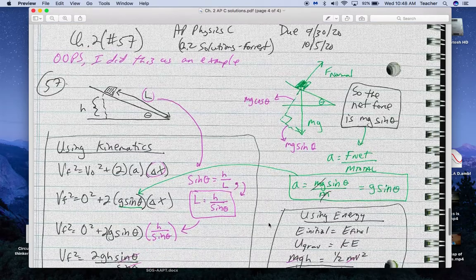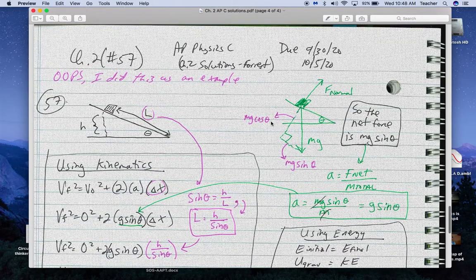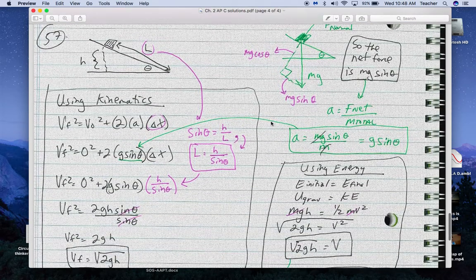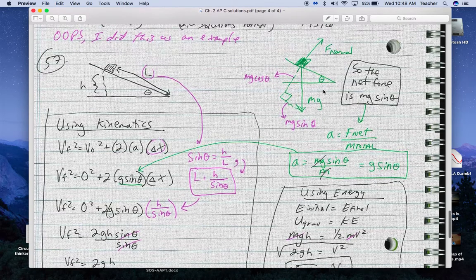Last one, number 57, is actually something I did in class. We went over that in class, so I'm not really going to do that again here. I want you to understand why the acceleration down the ramp is g sine theta. So I showed this for how you get the net force for this object on the hill without friction, and then you use Newton's second law to get the acceleration.